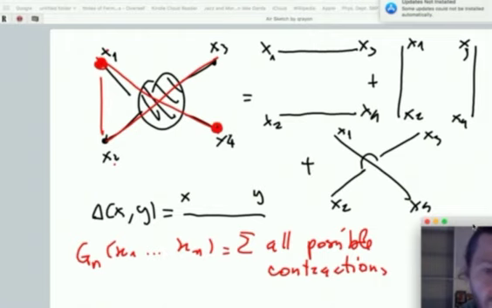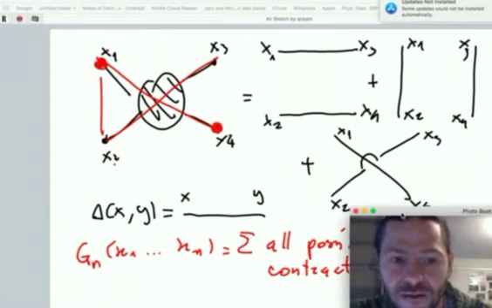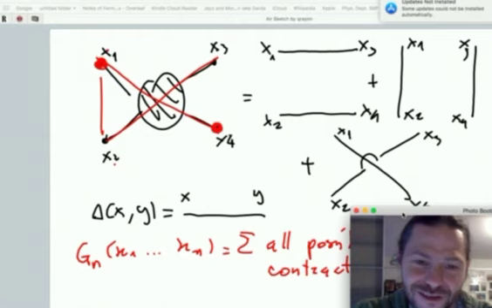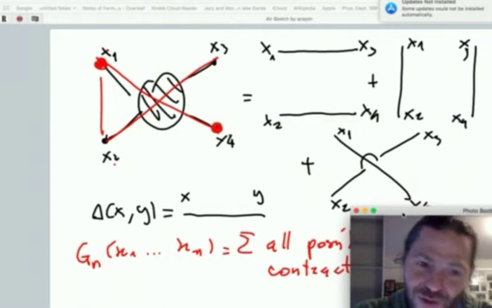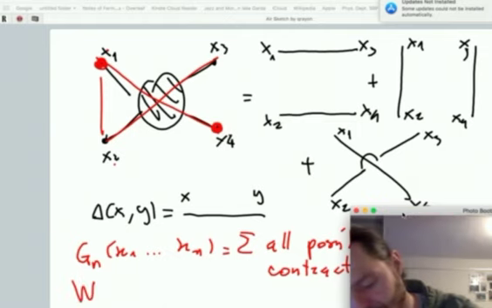So you have to find all possible contractions, sum them up, and replace each line with a two-point correlation function. This is a result that is well known in field theory, be it quantum or statistical field theory, and it's called the Wick theorem.